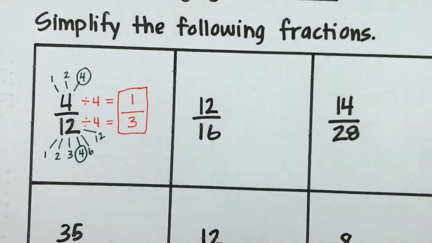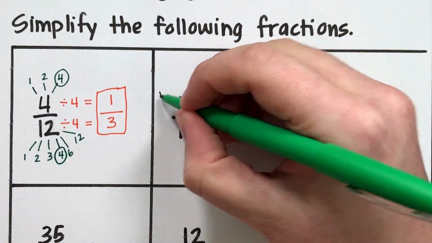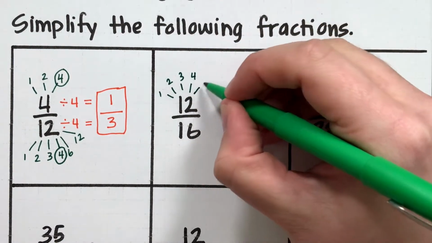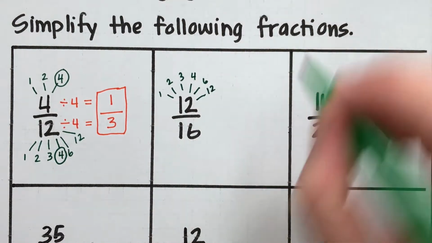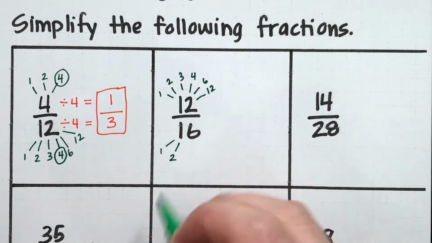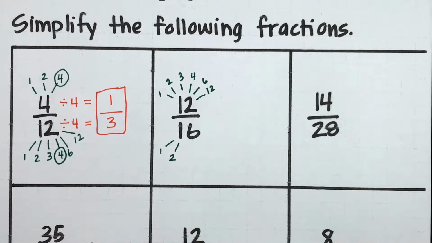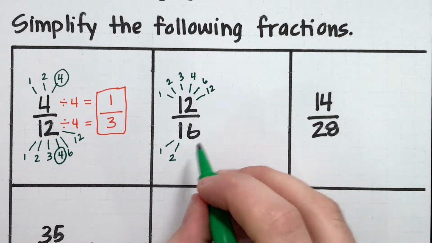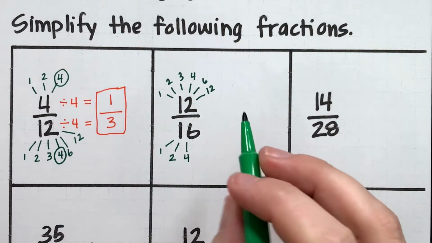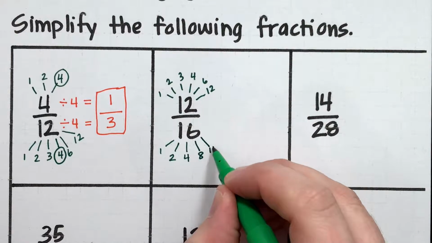All right, let's move on to the next one. Here we have 12/16. Again, I'm going to list all the factors. 1, 2, 3, 4, 6, and 12. And then the factors of 16 are 1, 2. I know 2 is because it's even. Can 3 times anything give me 16? No. 4, definitely a factor. 4 times 4 gives me 16. 5, 6, 7. 2 times 8 gives me 16, and 1 times 16 is 16.